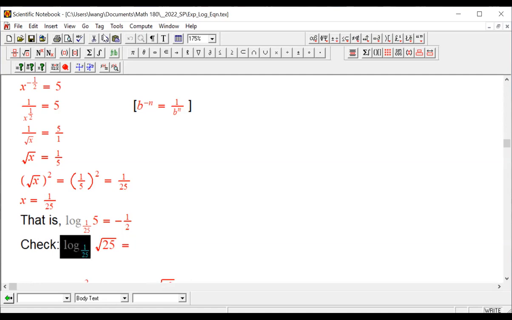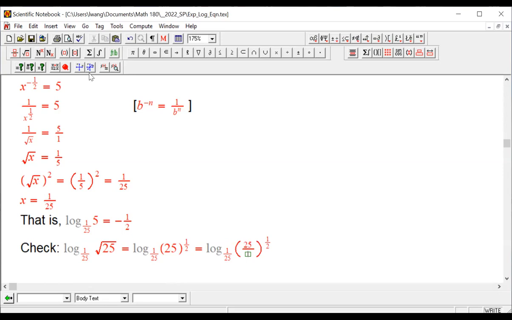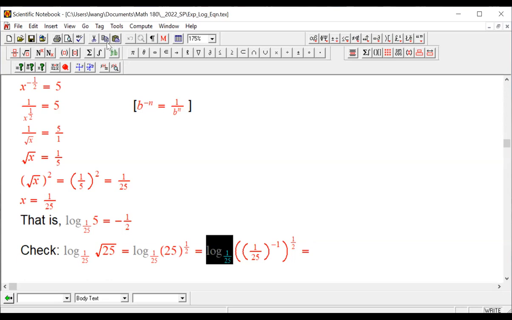And therefore, for log base 1/25, over here is just 25 to the power of what? Half. Better yet, the base is 1/25, so what you're going to do is write 1/25 as 25 to the power of -1. That's how you get to log base 1/25.